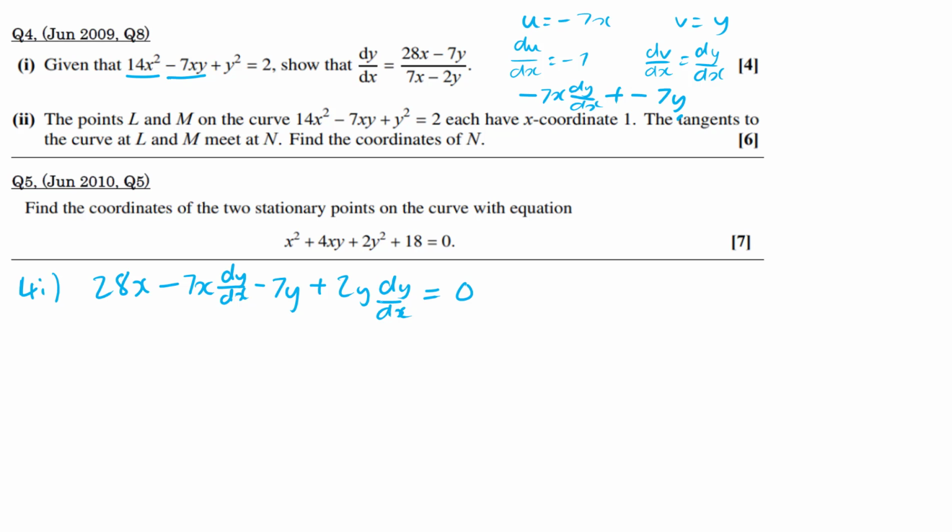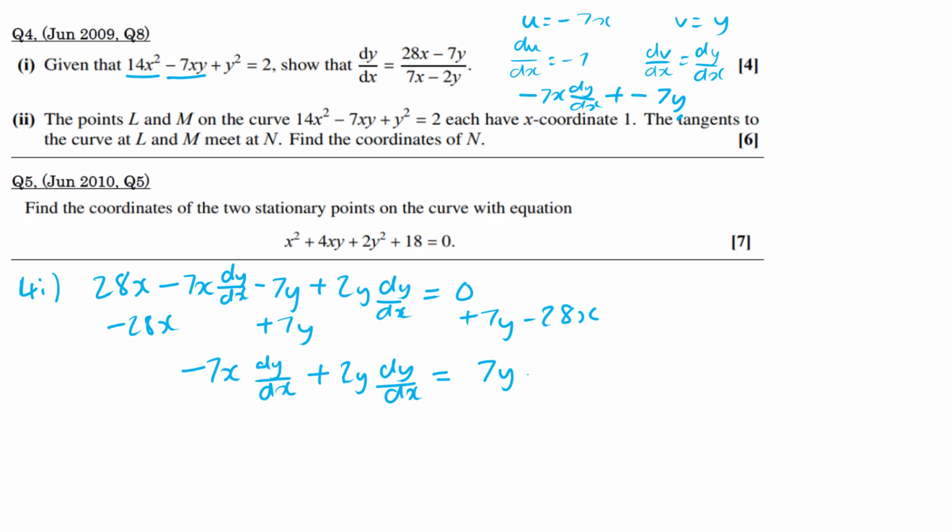So what I would do is keep all the dy/dx's on one side, and I'll add the 7y and subtract the 28x on both sides. So what we're going to get is minus 7x dy/dx plus 2y dy/dx, and we're going to get 7y minus 28x. Right. Alright, nice one.